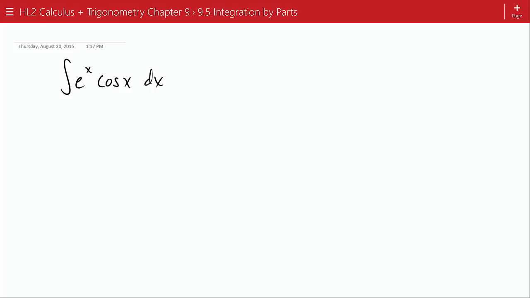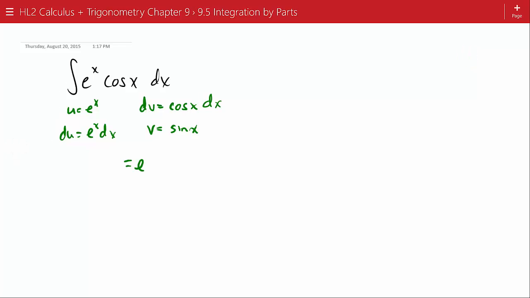Well, I'm going to let u be the e to the x, and dv be cosine x dx. That means du is e to the x dx. v is sine of x. Okay, so we have e to the x sine x minus the integral of e to the x sine x dx.